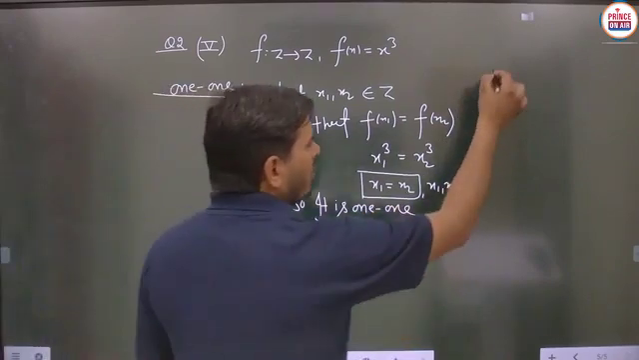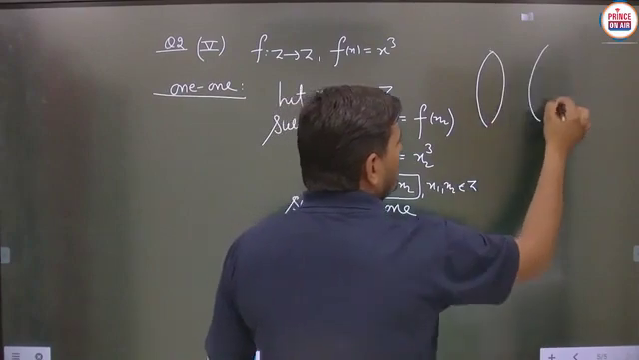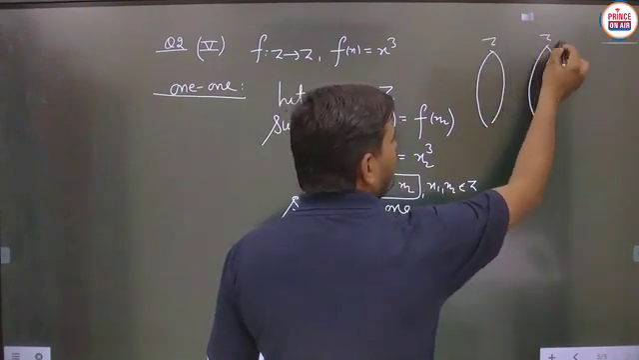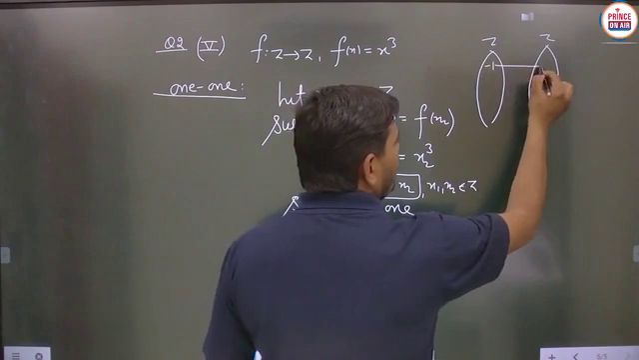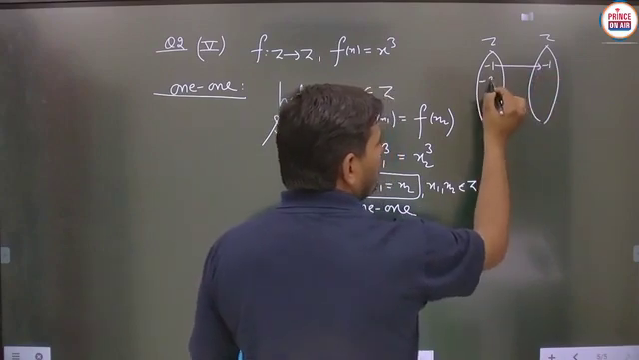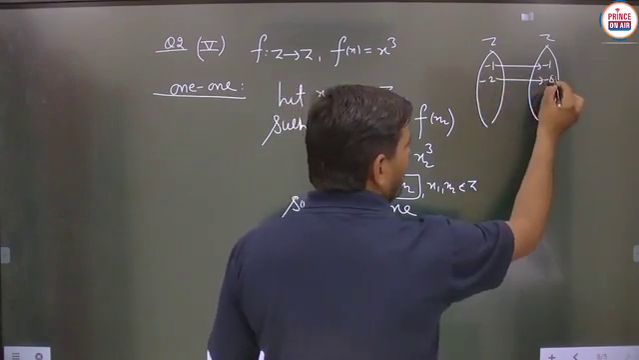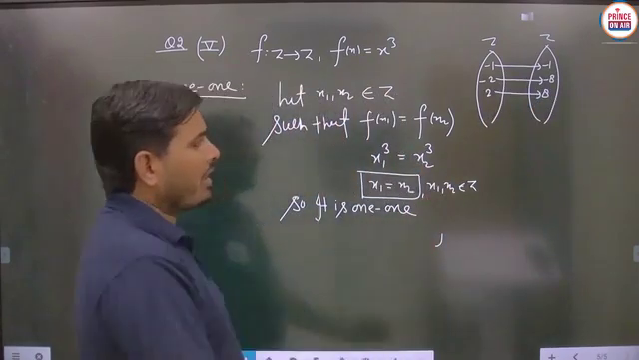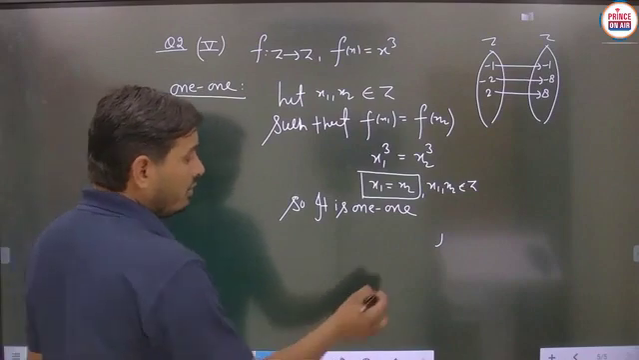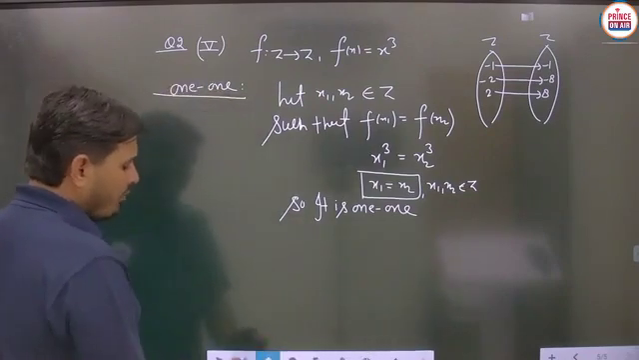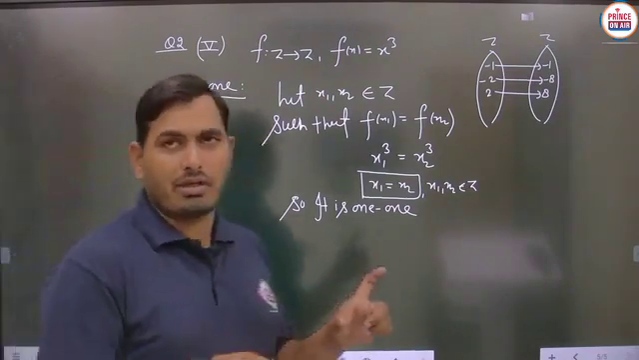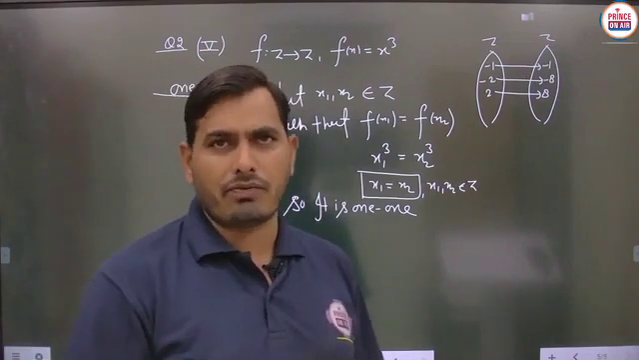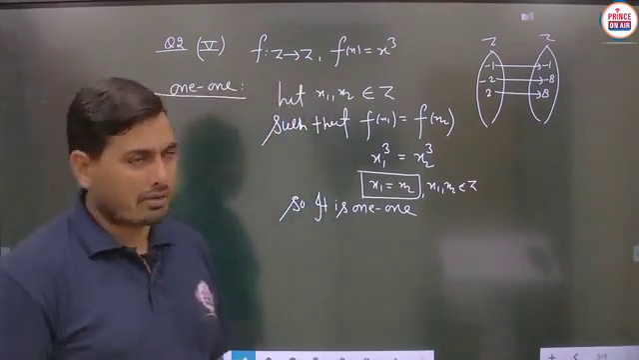You can draw the mapping also. Suppose any integer minus 1 is there, then minus 1 cubed is minus 1. Suppose minus 2 is there, then its cube will be minus 8. Suppose 2 is there, then its cube will be 8. Means we are getting different, distinct images in the codomain. That's why this function is said to be the 1-1 case. Is it clear?